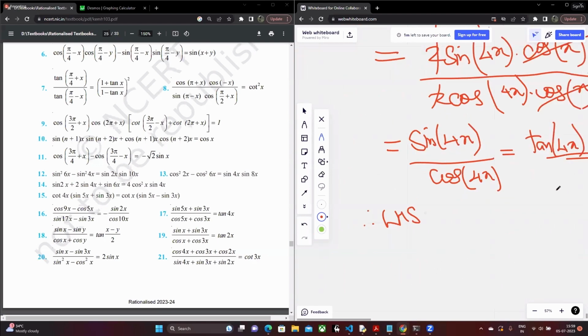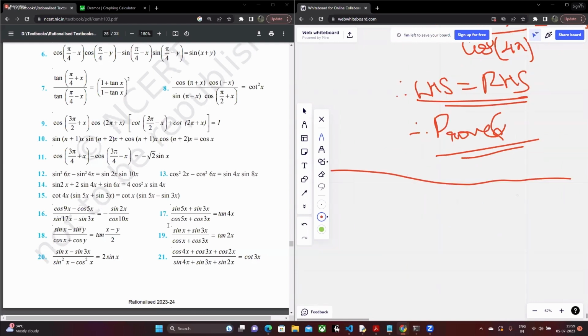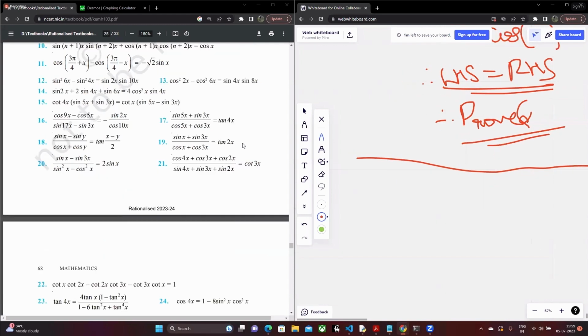So that's 17 questions. Now you're left with what? Here it's 25, and then there's 10 on this page. So 17 is done. Going to question number 18.